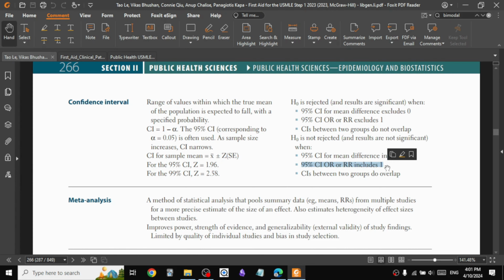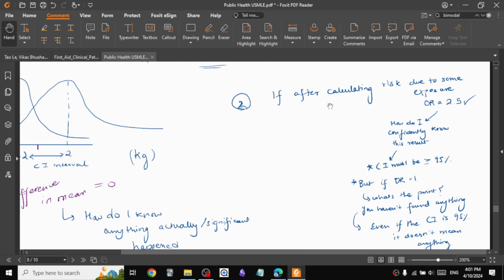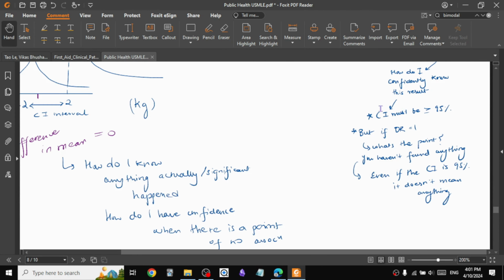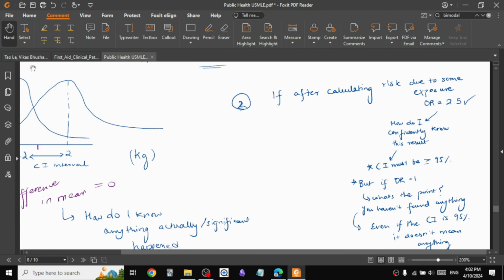The three scenarios. Then you have something which can look like, and what have I written here? If after calculating the risk, exposure is an odds ratio of 2.5, how do I confidently know this result? The CI must be 95%. So there are two things that come into the picture when we talk about ratios. The one thing is that this should be either greater than 1 or less than 1. It cannot be equal to 1. That's the one thing. Second thing, I should always check my confidence intervals.